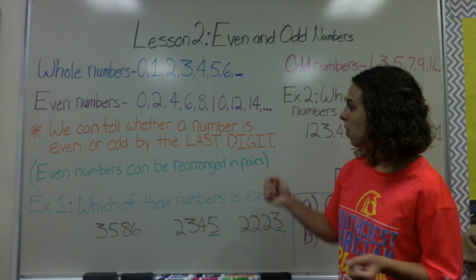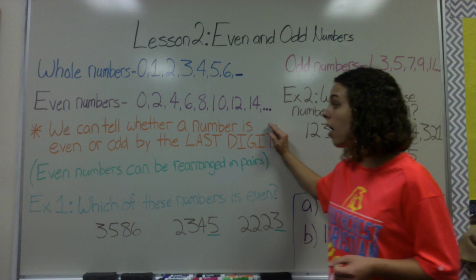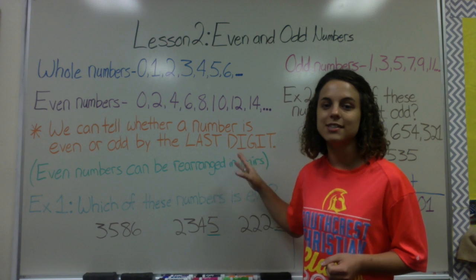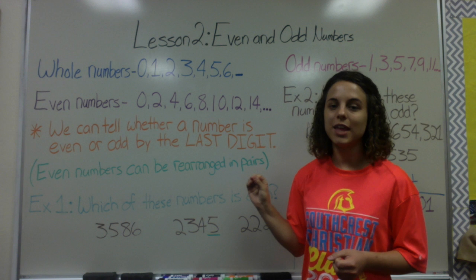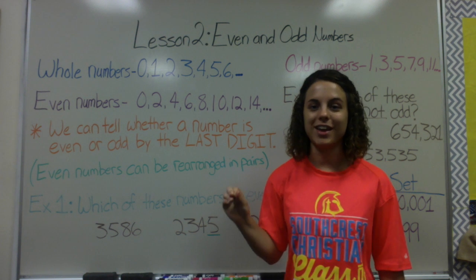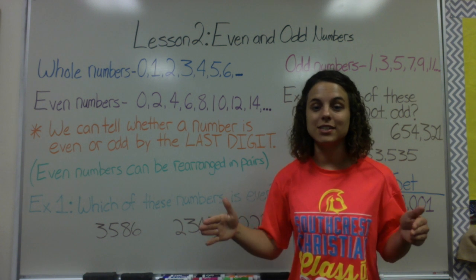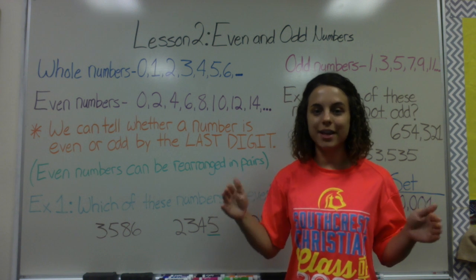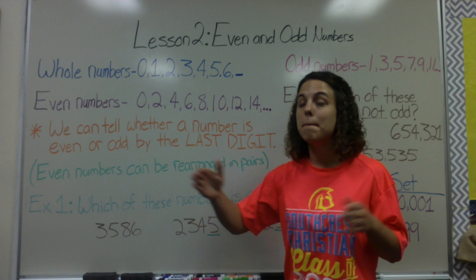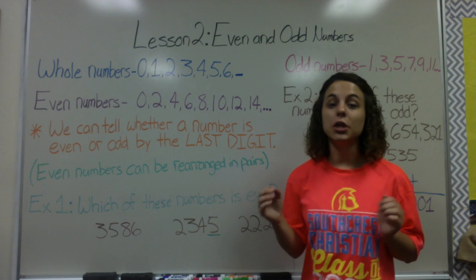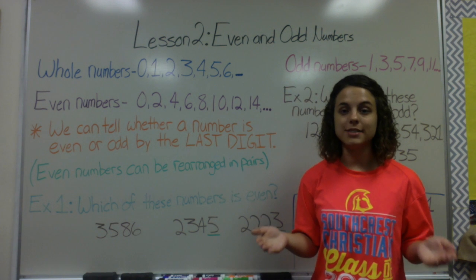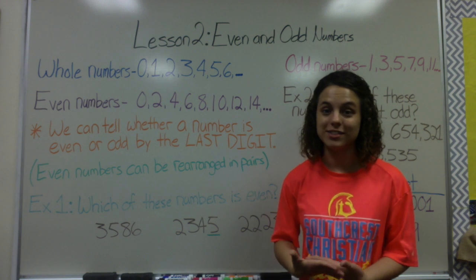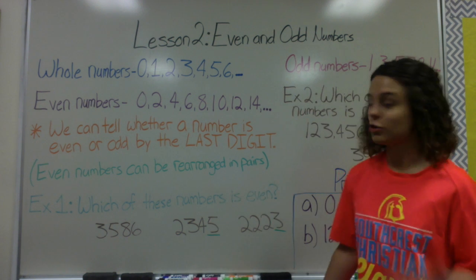Now we can tell whether a number is even or odd simply by the last digit. The last digit is the digit that's in the ones place. That's going to tell us everything. It doesn't matter how many digits your number has, whether it's thousands, 10,000s, 100,000s, millions or billions, you can tell whether a number is even or odd by simply looking at the ones place. It's actually very simple, and we love simple tricks.